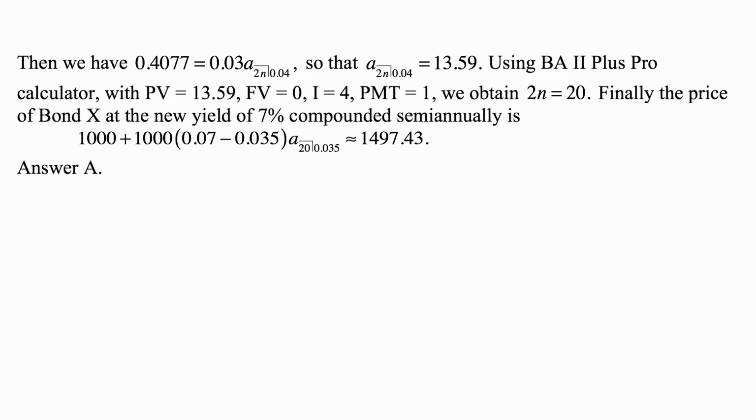And using the BA II Plus Pro calculator with present value of 13.59, future value of 0, I equal to 4, 4% interest, and payment of 1, we obtain 2n is equal to 20. So that finally the price of bond X at the new yield of 7% compounded semi-annually is 1000 plus 1000 times (0.07 minus 0.035), that's the effective rate per half a year when it's 7% compounded semi-annually, so it's 3.5%, times a angle 20 at 0.035, and then we calculate that to be about 1497.43, which is answer A.